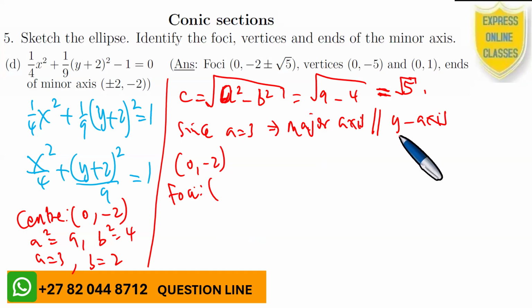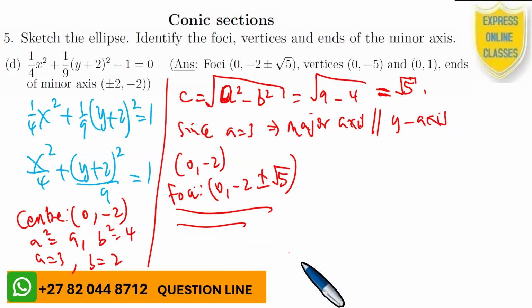Because it is parallel to the y-axis, this is going to change the y, which is minus 2. So you're going to add or subtract the square root of 5. This will give us the foci, which are 0, minus 2 plus or minus the square root of 5. Obviously, we shall do more problems. Please now, you need to try and sketch this one. Try to get the vertices, which are 2 of them, and then the ends of the minor axis as well.